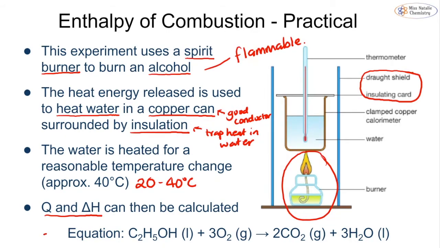And this at the bottom here is the equation that we get. So we have the ethanol reacting with oxygen when it's being combusted to make carbon dioxide and water, and we call this complete combustion. So we make sure that we have enough oxygen here so that all of the ethanol burns.